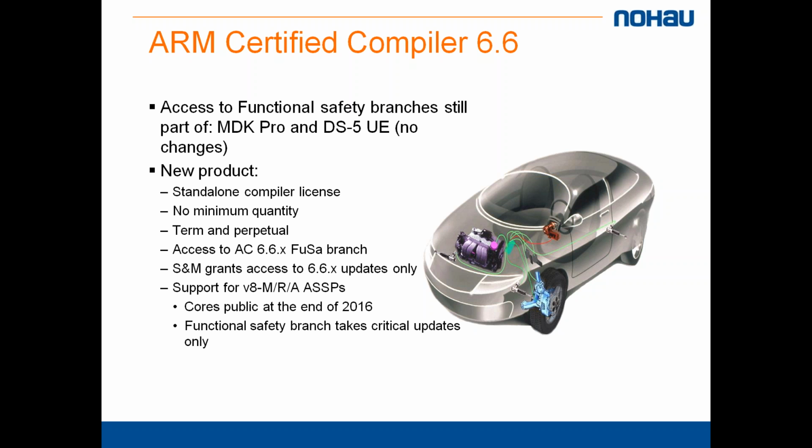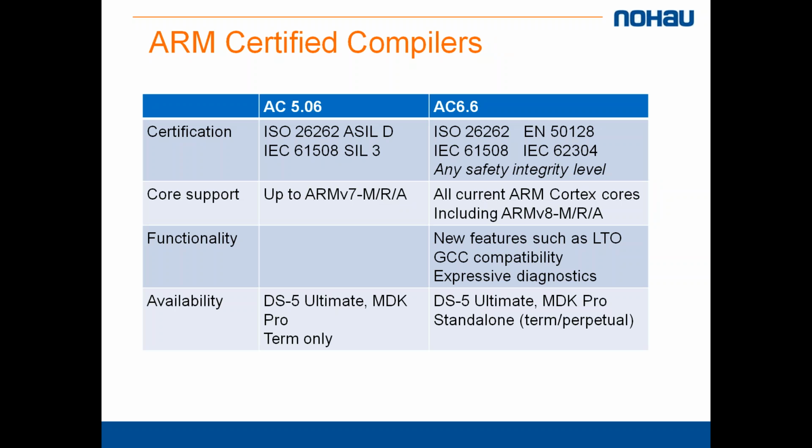This is for those of you who are looking to do functional safety, but do not need the middleware. You can buy it as a term license or perpetual license, and there is no minimum quantity. So one compiler is enough. If we do a short comparison between the compilers, ARM Compiler 6.6 gives you functional safety for automotive and industrial, but also for medical and for railway. And this goes for all the different integrity levels that there are.